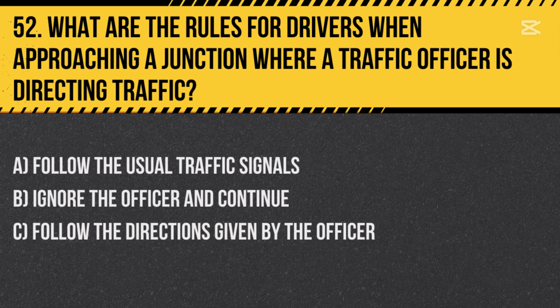A. Follow the usual traffic signals. B. Ignore the officer and continue. C. Follow the directions given by the officer. Answer C. Follow the directions given by the officer. Traffic officers' directions override usual traffic signals and signs.